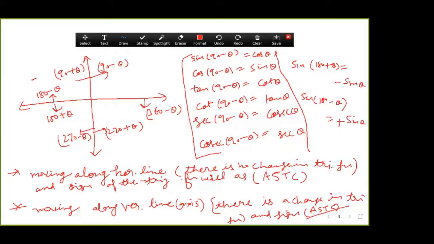Now let's take one more example. Suppose tangent of 270 minus theta. Tangent of 270 minus theta means you are in the third quadrant. 270 minus theta, I have shown by the arrow, means the third quadrant. The line is the 270 line, which means a vertical line. Vertical line means there is a change: tangent into cot theta.